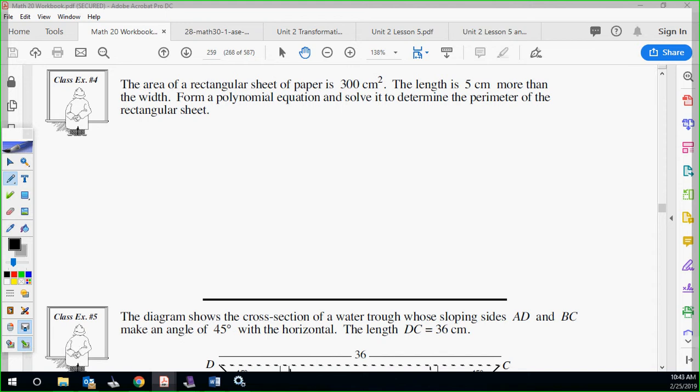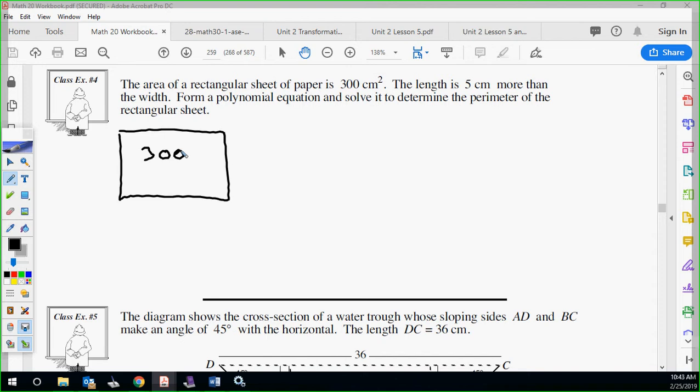Area of a rectangular sheet of paper is 300 square centimeters. The length is 5 more than the width. Form a polynomial equation and solve to determine the perimeter of the rectangular sheet. So we're going to solve for the perimeter by knowing the area. So we know the area is 300. Okay, what's the unknown value here? The width, very good. The width's unknown.